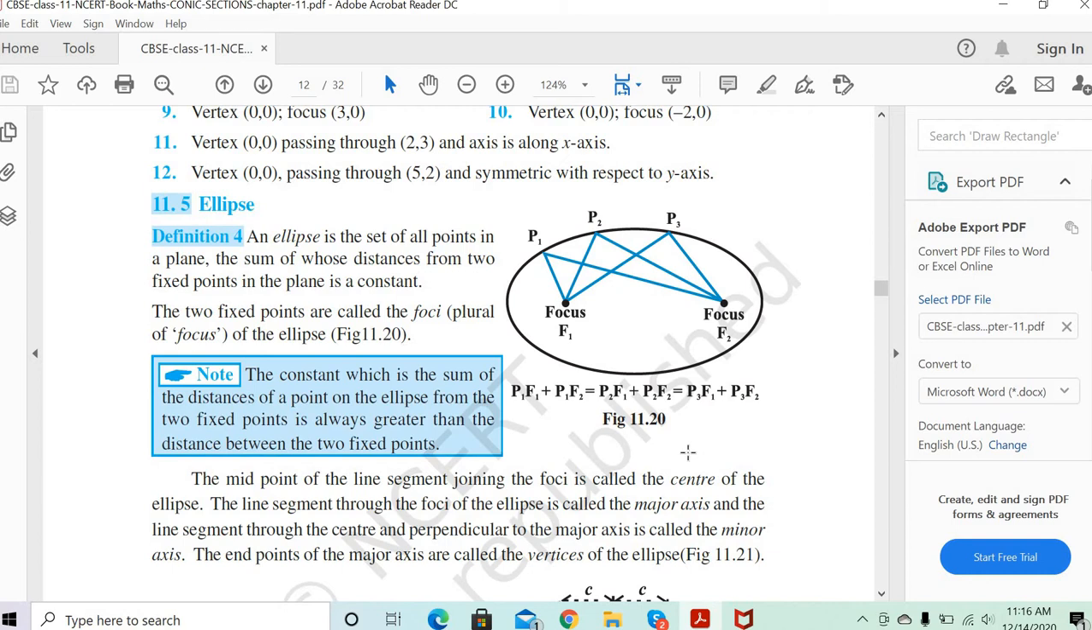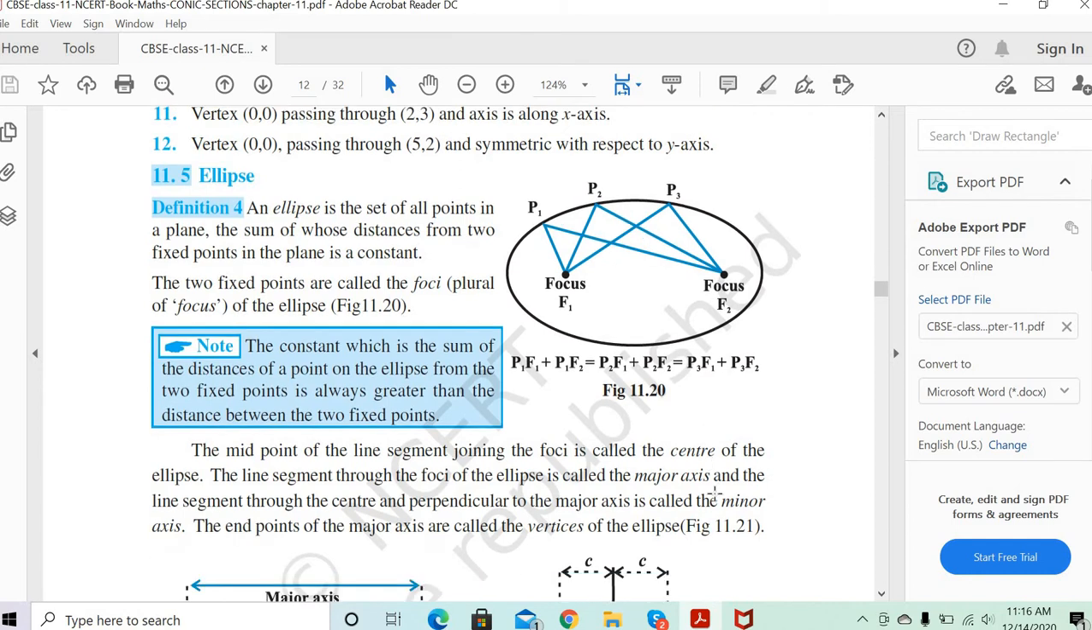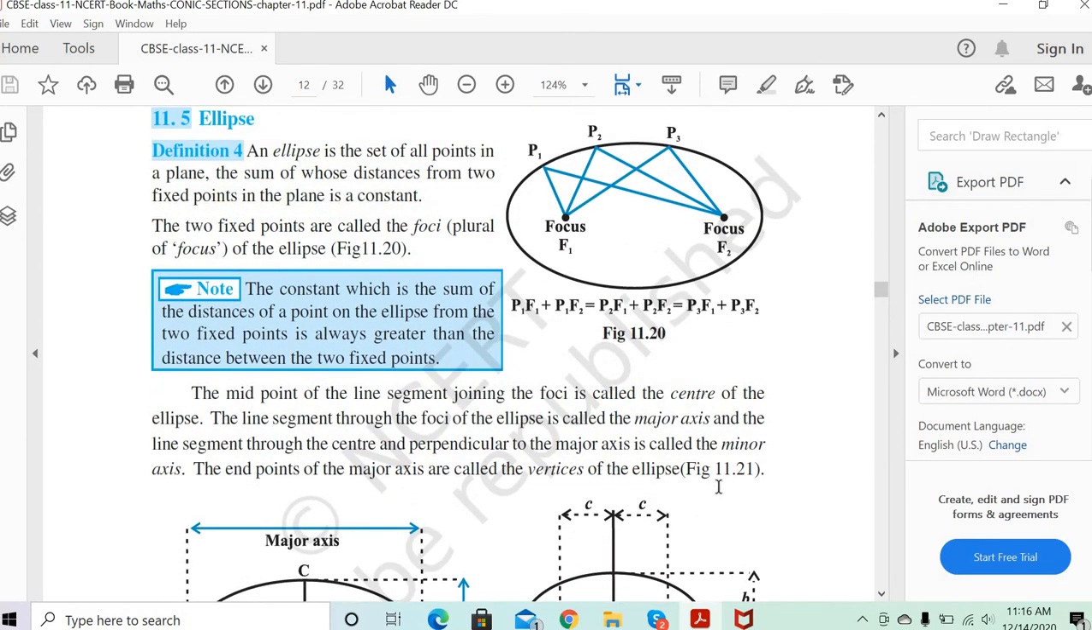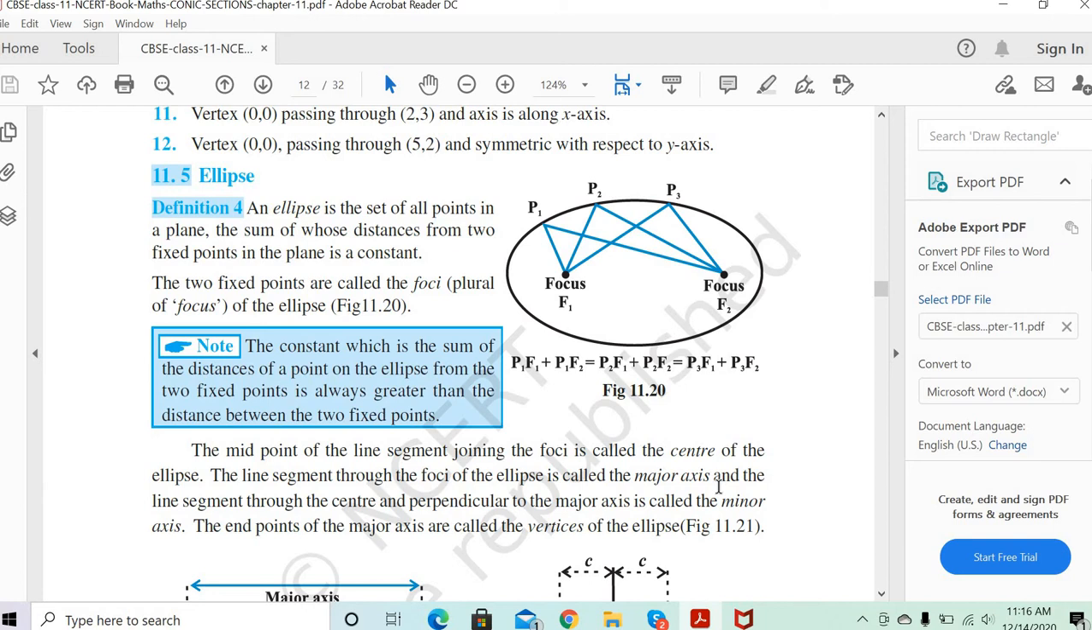The constant, which is the sum of the distances of the point on the ellipse from the two fixed points, is always greater than the distance between the two fixed points. We'll try to understand what it means. Okay. So till now, just understand that when you draw the figure 11.20, what we are saying is P1F1 plus P1F2 is equal to P2F1 plus P2F2, is equal to P3F1 plus P3F2.